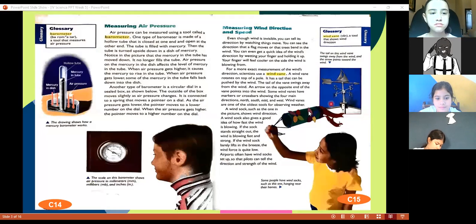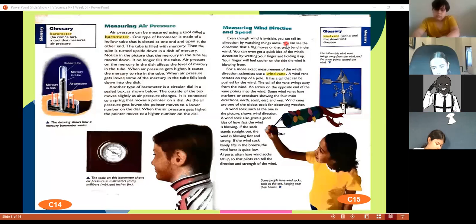Now, number two, we have another tool that we use. Number one is measuring the air pressure. Number two is measuring the wind direction and the speed. The wind direction is measured by a wind vane. Look at this, the wind vane is a tool that shows the wind direction. This is a wind vane, class. The tail of this wind vane swings away from the wind and an arrow points toward the wind.